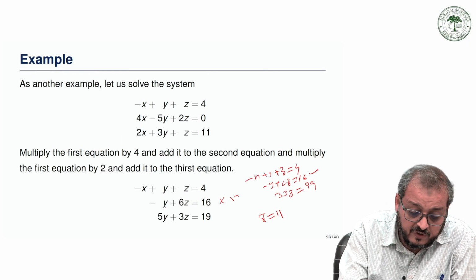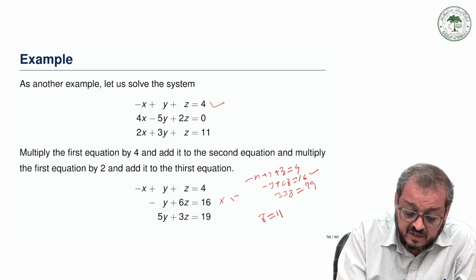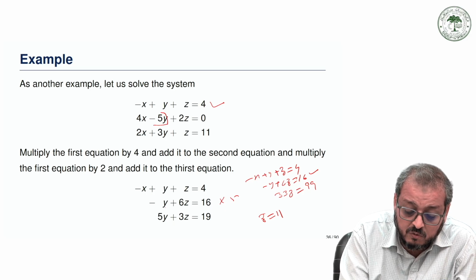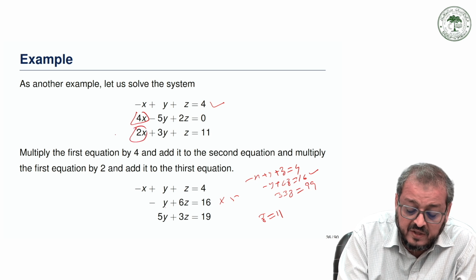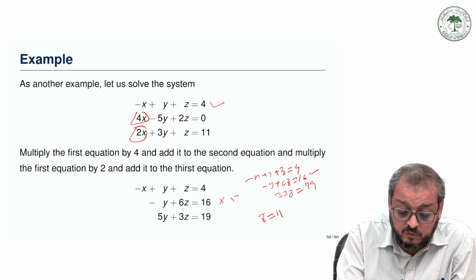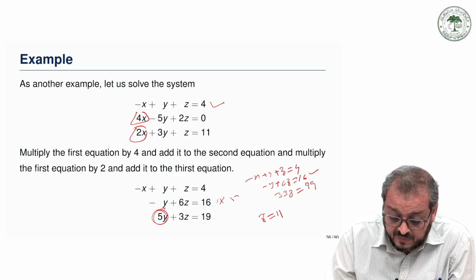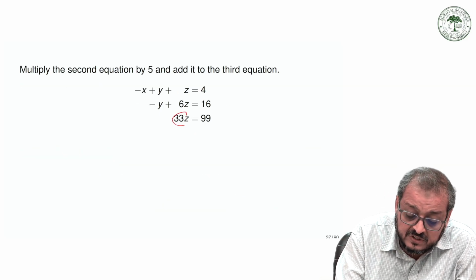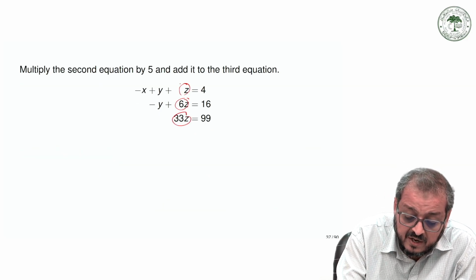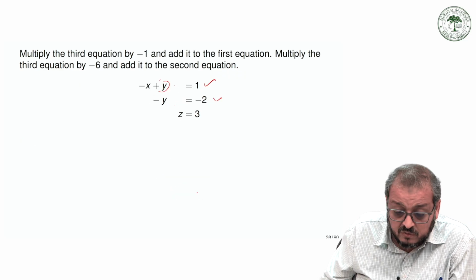So, first what we do, we keep the first equation as it is, and then in the second and third equations, first we try to remove the term x. In the next step, with the help of the second equation, we remove y from the third equation. Then in the end, when we have this system, with the help of this we remove z, and in the next step we get this.